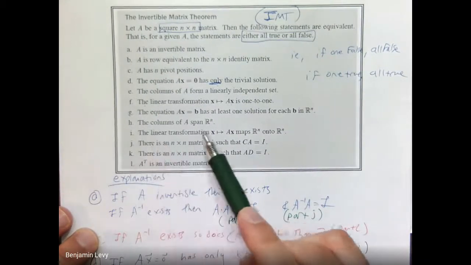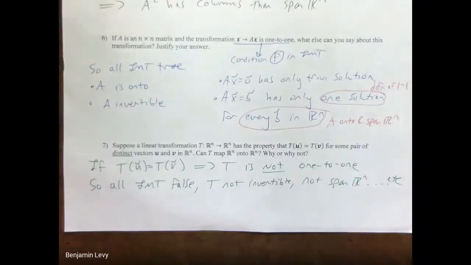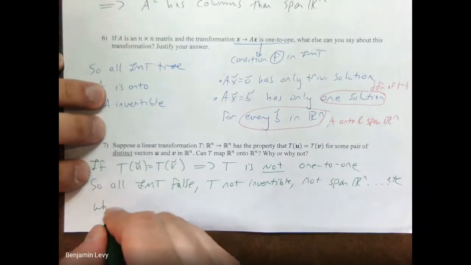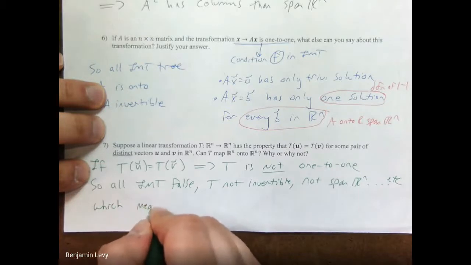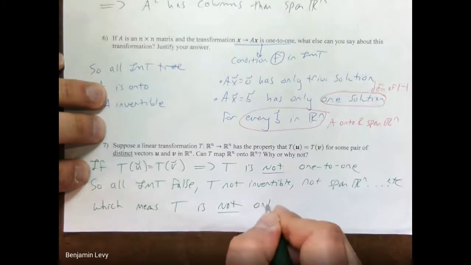Linear transformation is on2, so that must be false as well. That's going to answer this question. So is it on2? No, because the IMT is false. This means T is not on2.